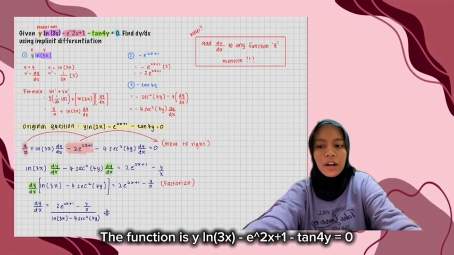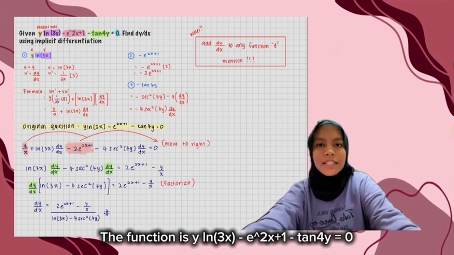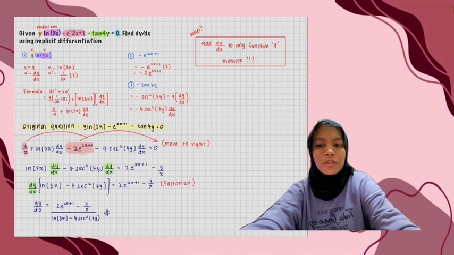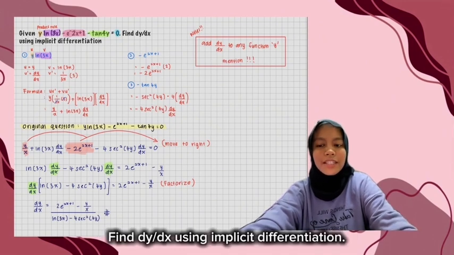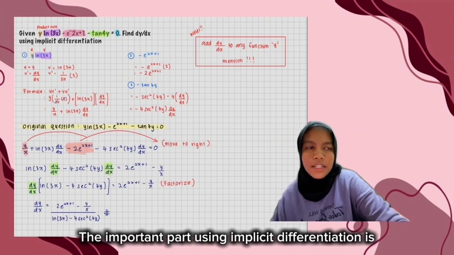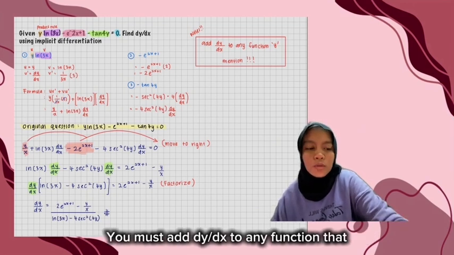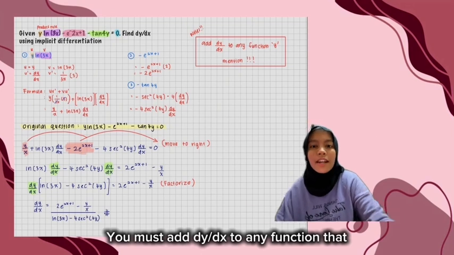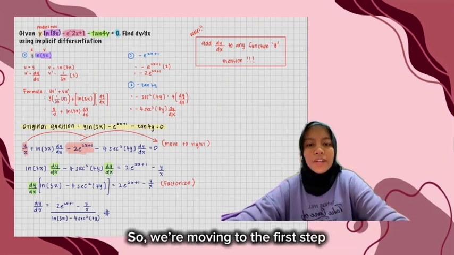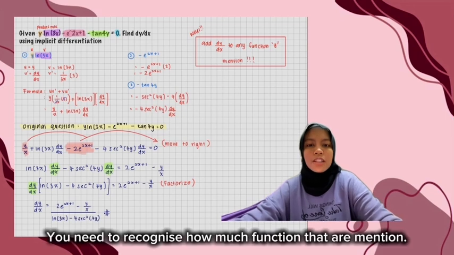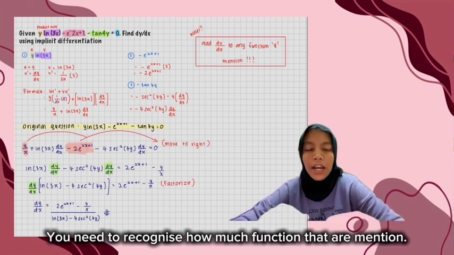The function is y ln 3x minus e to the power of 2x plus 1 minus tan 4y equals 0. You find dy/dx using implicit differentiation. The important part of using implicit differentiation is that you must add dy over dx to any function where y is mentioned. So we are moving to the first step. The first step is you need to recognize how many functions are mentioned.